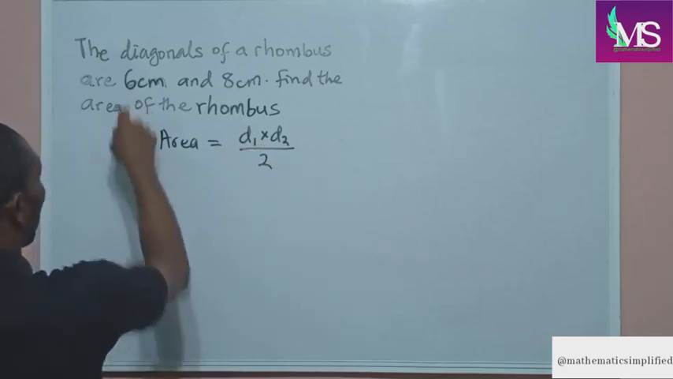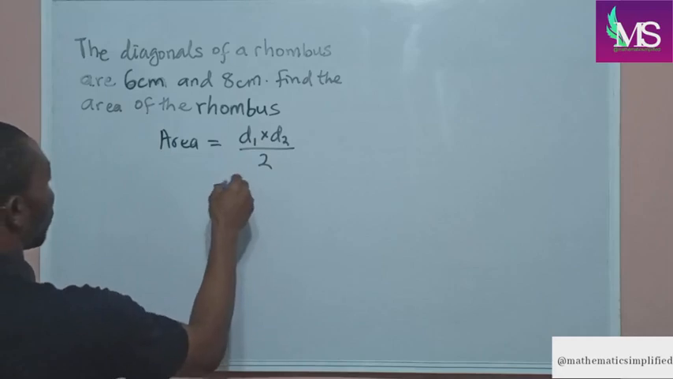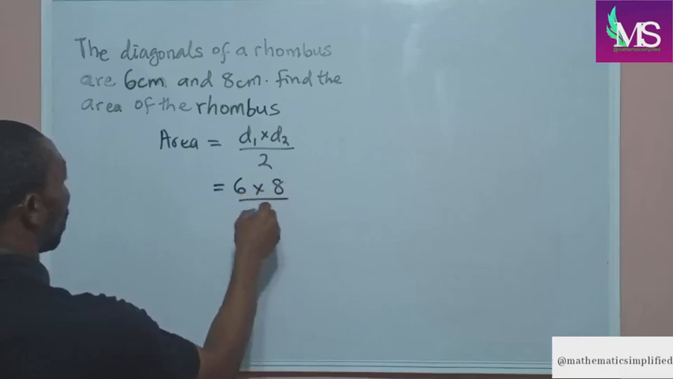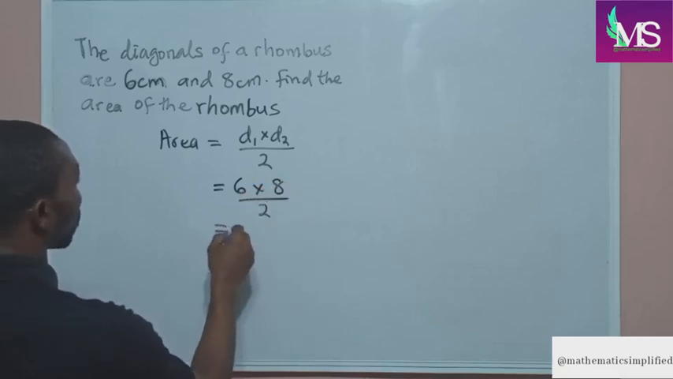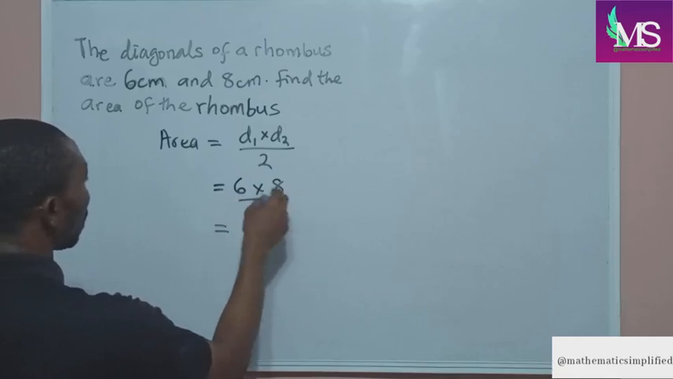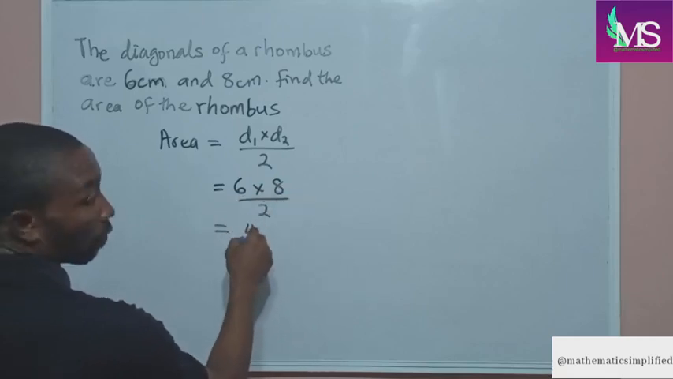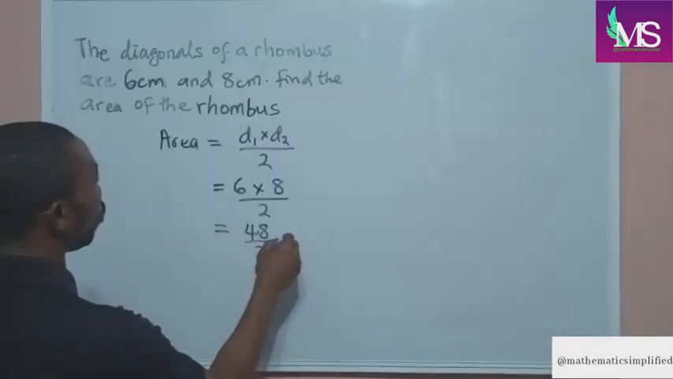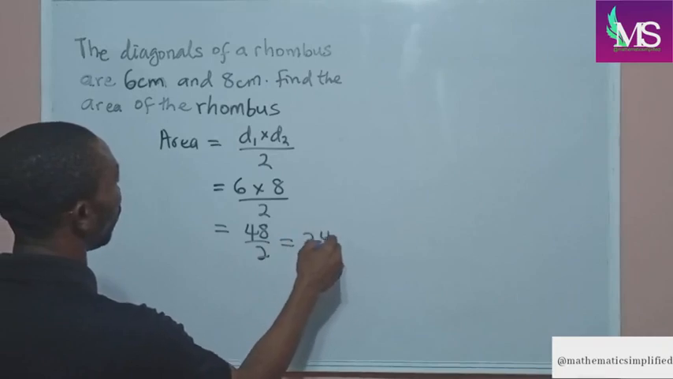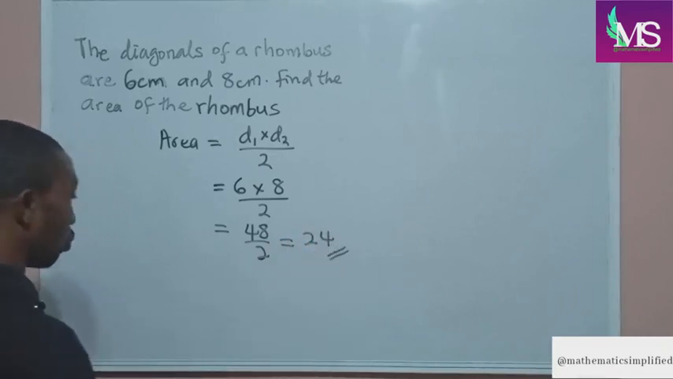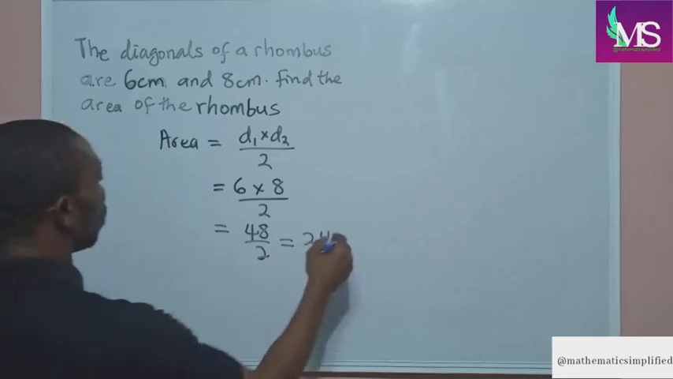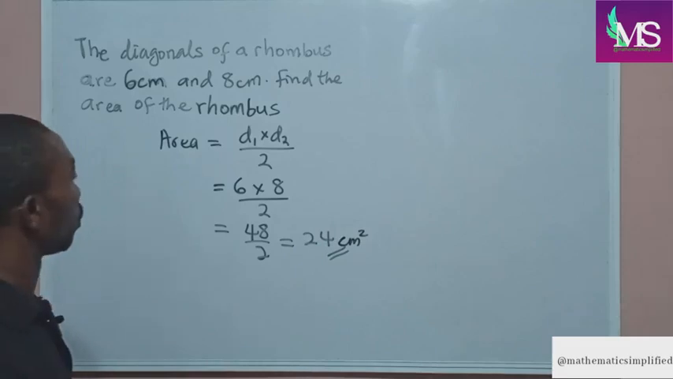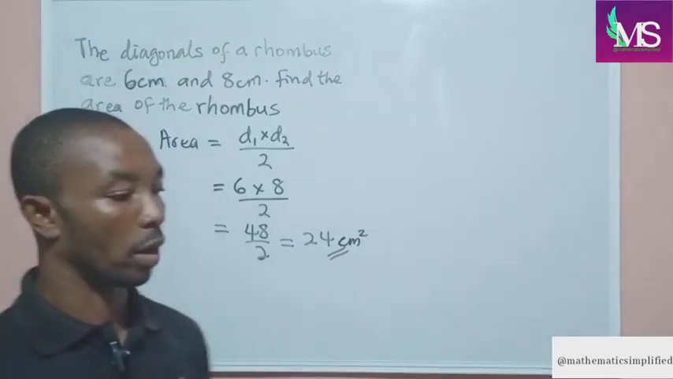Now our first diagonal is 6 cm times our second diagonal 8 cm all over 2. So this becomes 8 times 6 will give us 48, divided by 2, which will give us 24. So the area will become 24 cm squared.